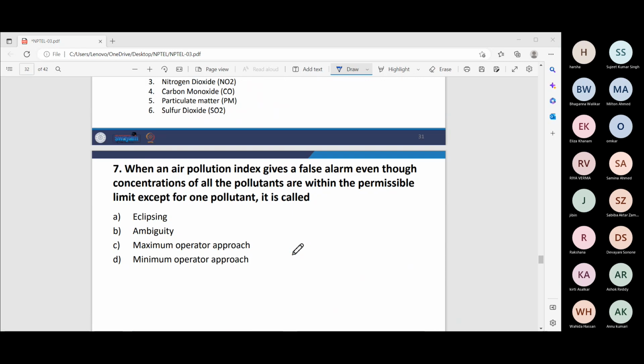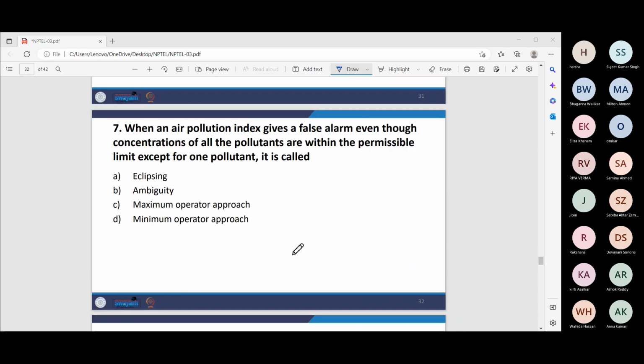Okay, so the next question is, when an air pollution index gives a false alarm, even though concentrations of all the pollutants are within the permissible limit except for one pollutant, it is called as: first is eclipsing, second is ambiguity, third is maximum operator approach, and fourth one is minimum operator approach. Ambiguity. Ambiguity. Anyone else?